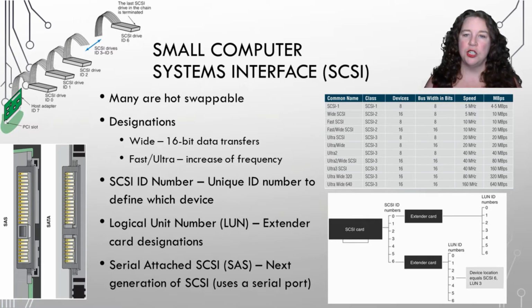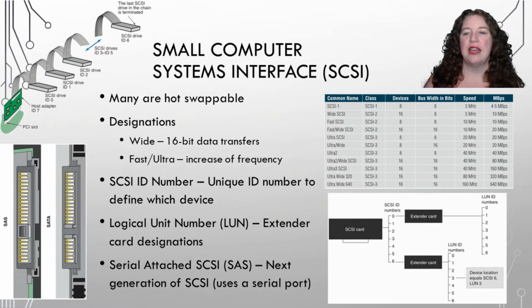So we have the designation of it being wide, which means it has 16 bits for data transfer as opposed to 8. So a standard SCSI usually uses 8. Wide uses 16. We can also have a fast or ultra. So fast being an increase over basic SCSI, and then ultra being faster than fast. So the next level up, increased in frequency.